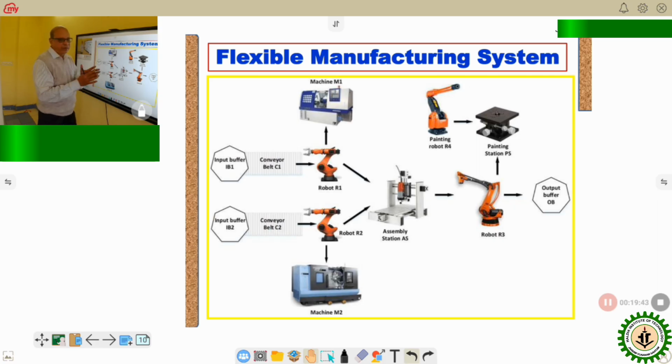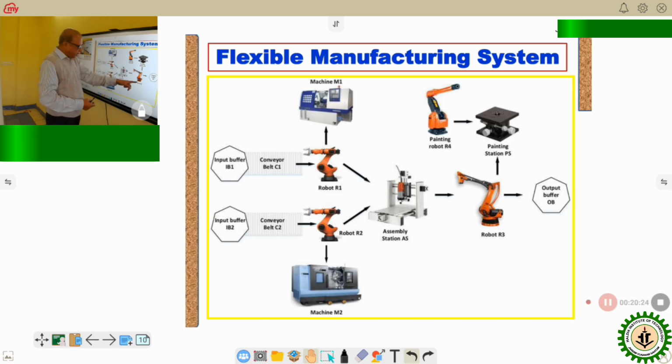So M1 and M2 can work independently. Once their jobs are completed, there is little possibility that both will finish at the same time, so R1 and R2 can also work independently. Once the job in machine 1 is completed, R1 will unload it and transfer it to the assembly station. Similarly, after completion of the job by M2, robot R2 will take the material from machine 2 and put it in the assembly station, assuming that the jobs from M1 and M2 will be assembled there.